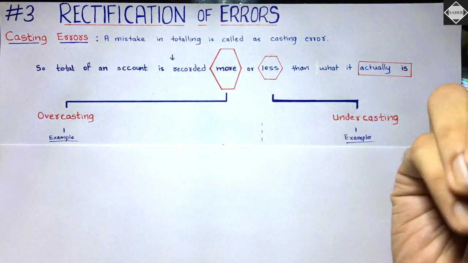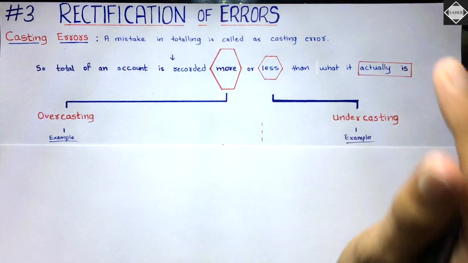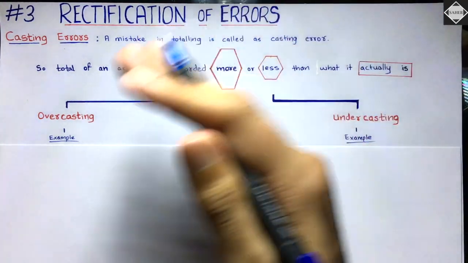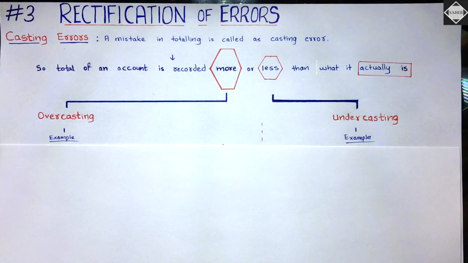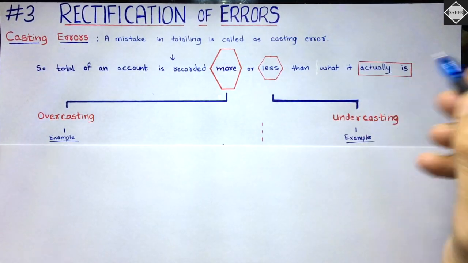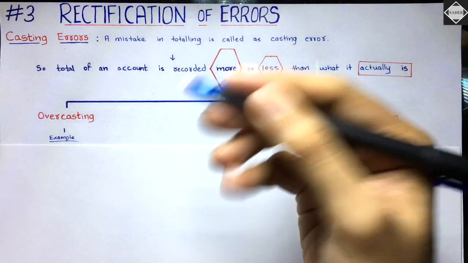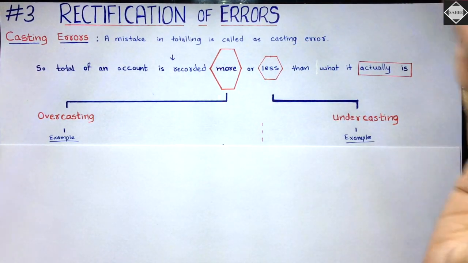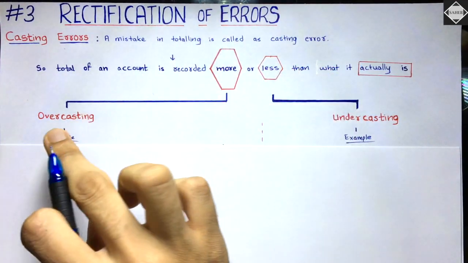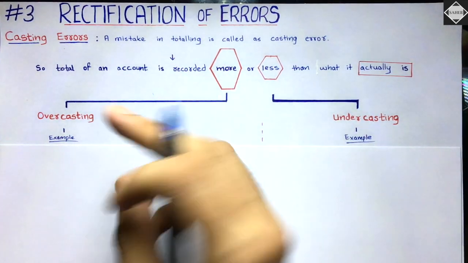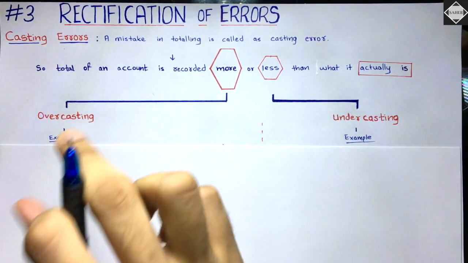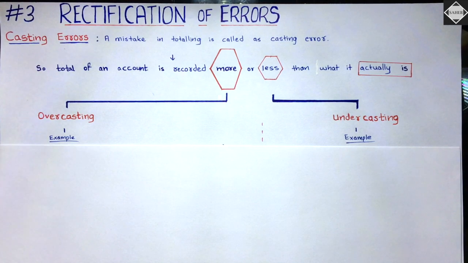Overcasting. So tell me, what is the rectification of this? Really simple, sir. We just have to reduce that 400. That's a mistake. We recorded more than what it actually is. It was 1000, but we recorded 1400. So it's really simple: just decrease that 400 in that account, and we have rectified the mistake of overcasting in that specific account, isn't it? Yes, that's common sense.